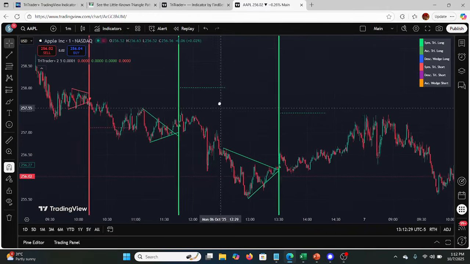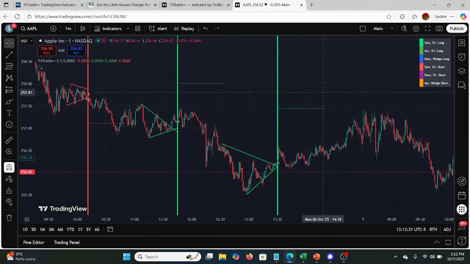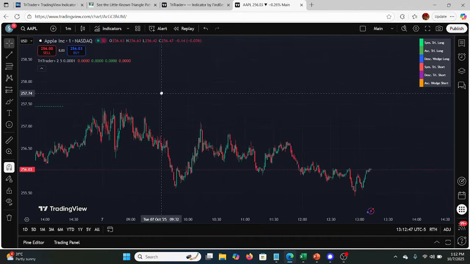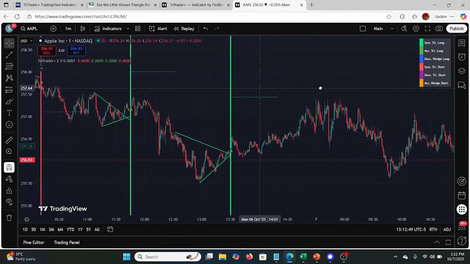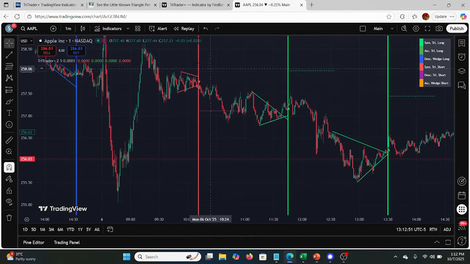And then finally, this one here is also a symmetrical triangle long. You can see the little arrow here. And you can see that this took a steady grind, but eventually did get up to the maximum profit target right here. Obviously, you'd be scaling it as you go on this. So yeah, those are the 3 of the main ones. I don't think there's been any today. No, none today on the 1 minute. So that's the basic idea.